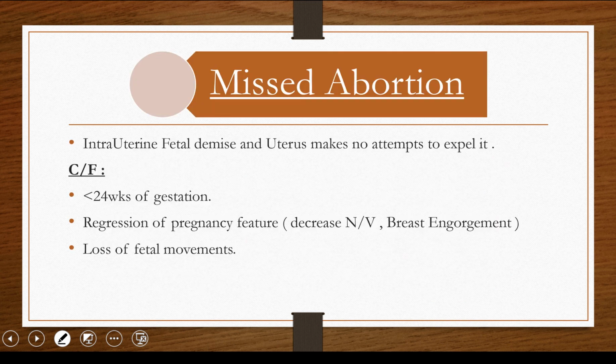Missed abortion. Intrauterine fetal demise, and the uterus makes no attempt to expel it. It simply means that there is an intrauterine death of the fetus and the fetus is still retained within the uterus. The additional clinical features here will be regression of pregnancy features. For example, there will be decreased nausea, vomiting and breast engorgement. There will be loss of fetal movements, and the gestational sac won't be increasing in size.